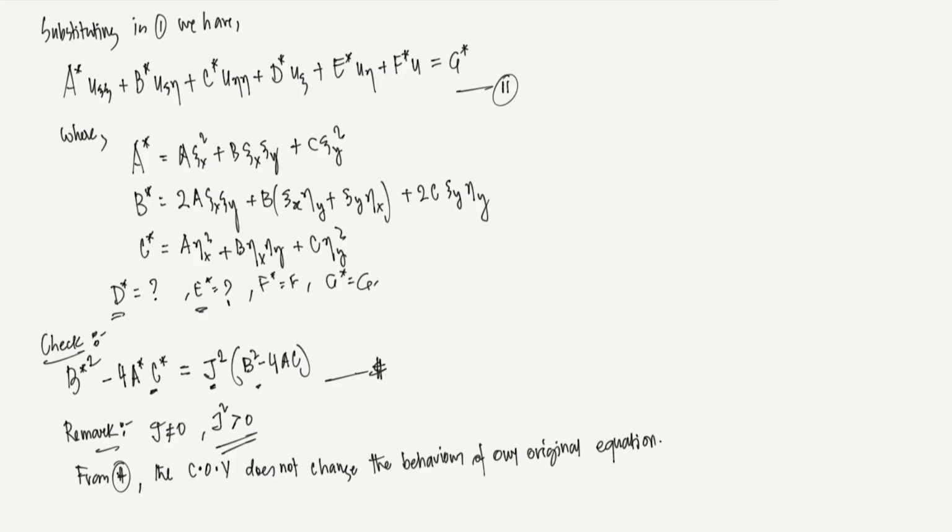So if it is initially an elliptic equation, it remains elliptic. If it's a parabolic equation, it remains parabolic. If it is hyperbolic, it remains hyperbolic. Okay, and the thing is this, we have this expression. Now you will ask what is the difference between 1 and 2? It looks much more complicated too.